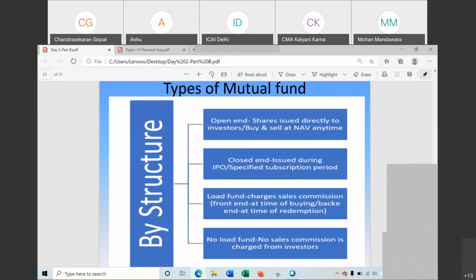Closed end means a closed-end mutual fund is issued only for the IPO. During the IPO, these shares are issued. So investment in this mutual fund can be made during the IPO only. The subscription period, the time period, will be specified. Here, open-end mutual fund investment can be made anytime. That is repurchase and sale, and this sale and purchase will be at NAV. But closed end is issued only during the IPO. Only during the IPO can investment be made in closed end.